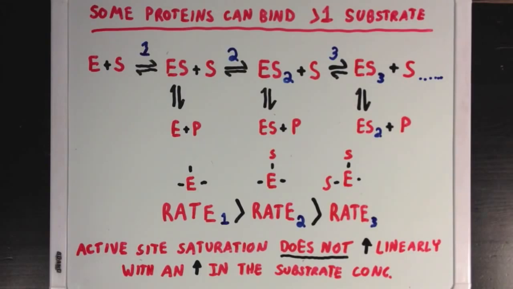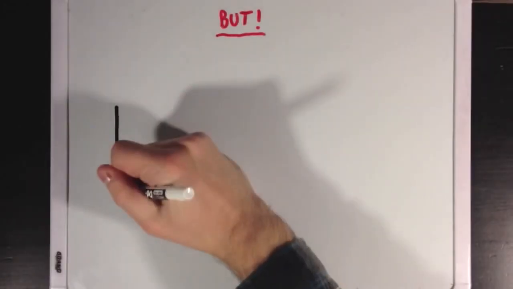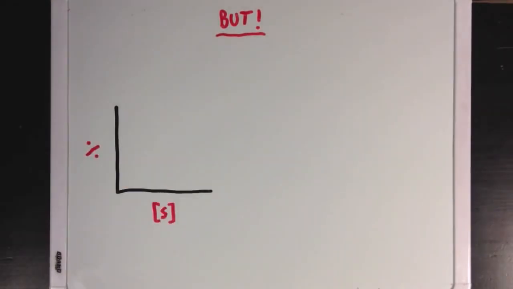Now, I get that can be a mouthful, so let's look at it graphically, but we're also going to show an exception to this rule. So in this first graph, I've plotted substrate concentration against the percent saturation of the enzyme, and as you can see, the curve levels off as substrate binding sites become occupied. It becomes difficult to bind more substrate molecules as you have more substrate molecules bound.